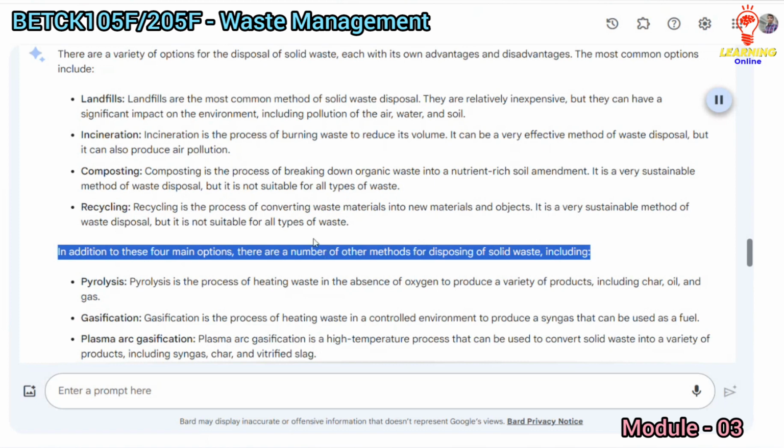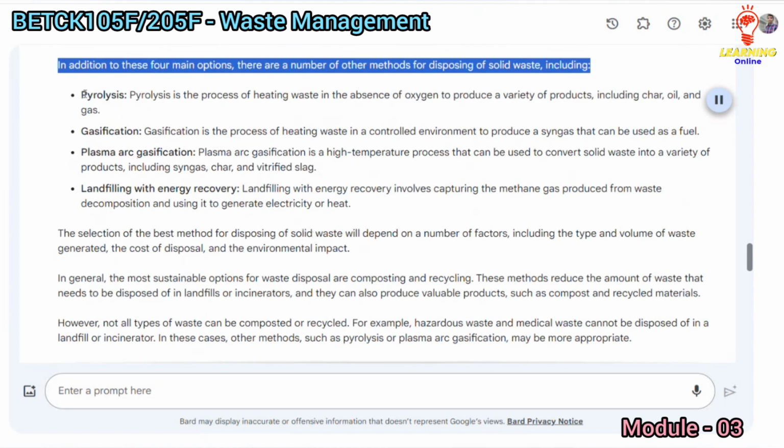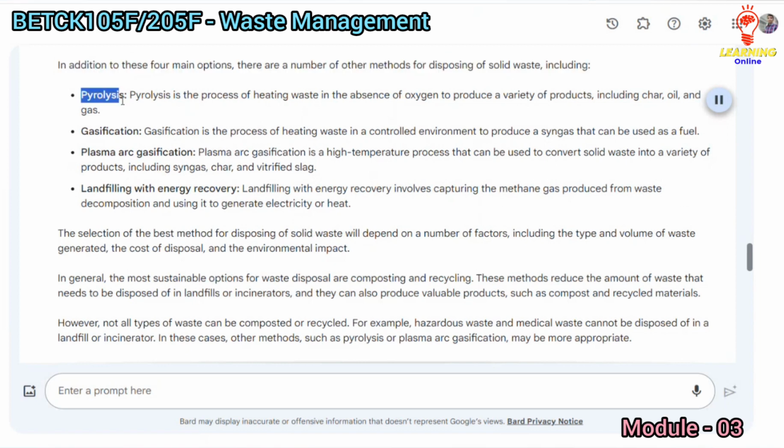In addition to these four main options, there are a number of other methods for disposing of solid waste, including pyrolysis. Pyrolysis is the process of heating waste in the absence of oxygen to produce a variety of products, including char, oil, and gas. Gasification. Gasification is the process of heating waste in a controlled environment to produce a syngas that can be used as a fuel. Plasma arc gasification.